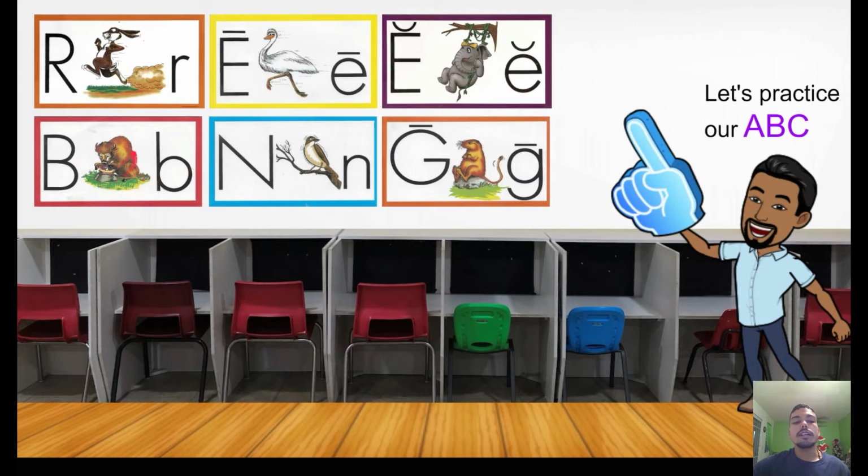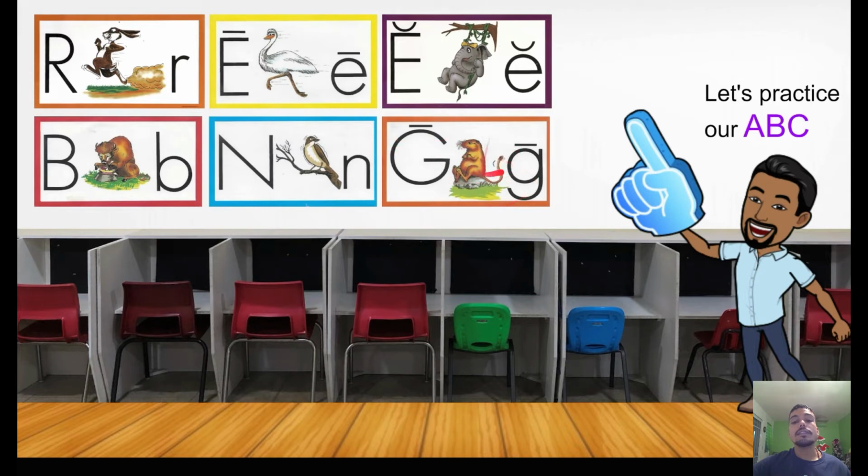The next friend here, its name is buffalo. And buffalo has a letter that sounds b. So when you see the letter B, it's going to sound b. The next friend here, its name is nightingale. And nightingale has a letter that sounds n. The letter N sounds n.